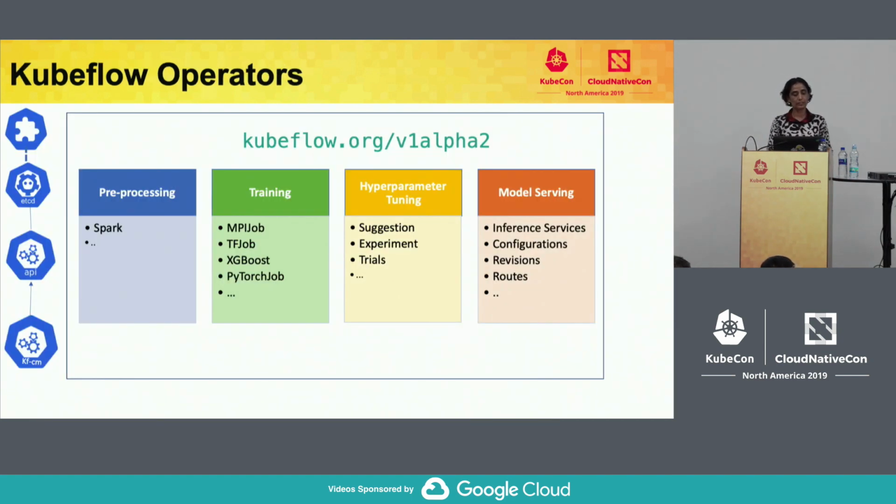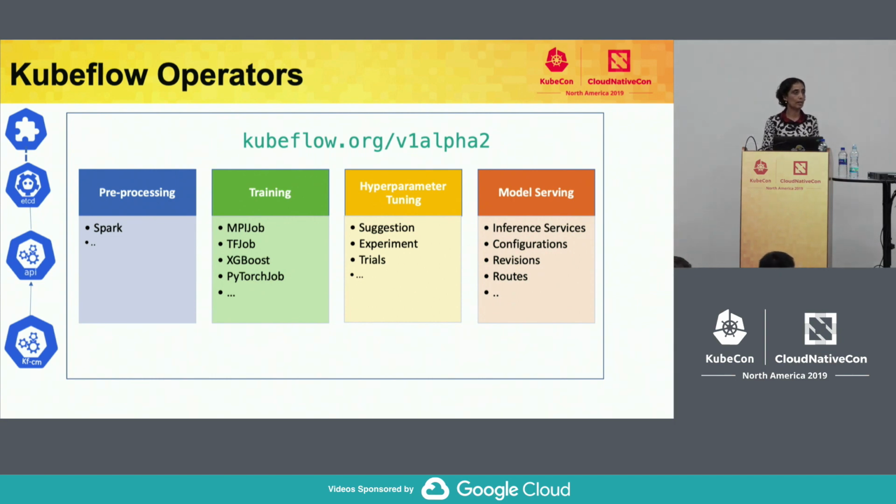So the way all the tools in Kubeflow implement their logic is through extending Kubernetes using Kubeflow operators. So basically, it has custom resource definitions. And as I mentioned, it has these different layers: the pre-processing, the training, hyperparameter tuning, and serving. And I talked about Spark in the training.